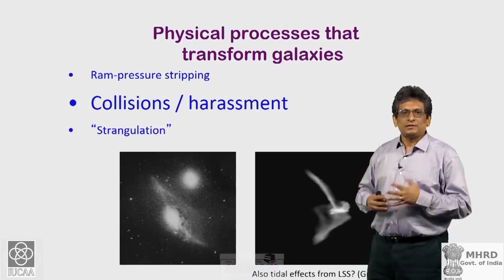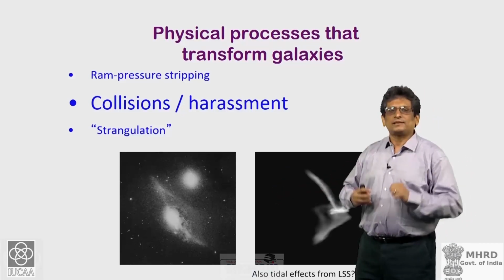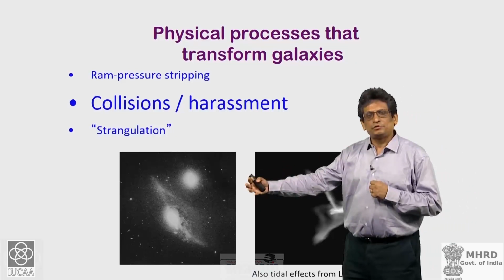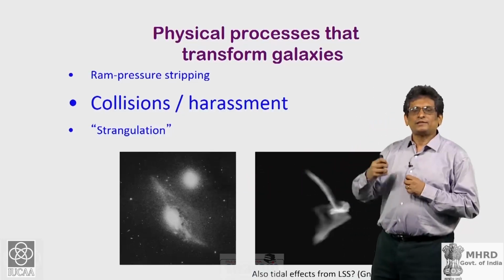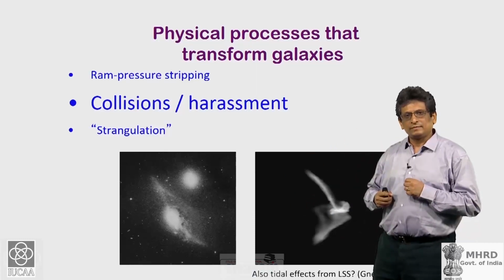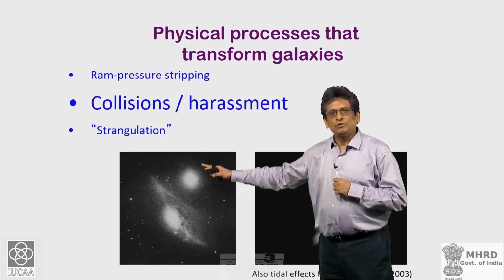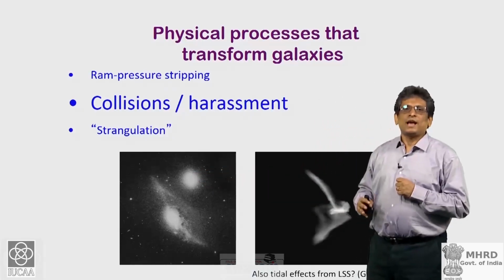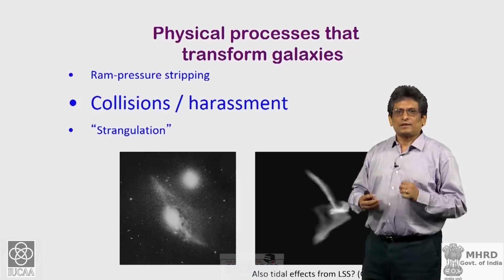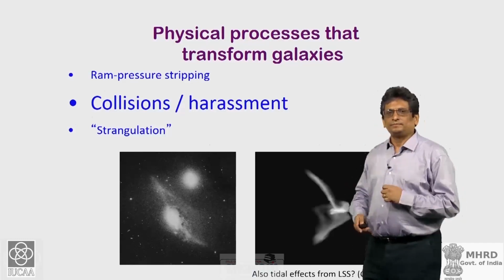We call this harassment because it can often happen that a giant galaxy causes the gas to be stripped off dwarf galaxies, smaller galaxies that orbit these giant galaxies. What happens in this case is that as the galaxy loses the cold gas, it also loses the fuel for star formation, and as a result the star formation of this galaxy can stop.